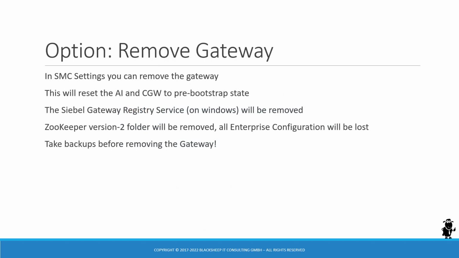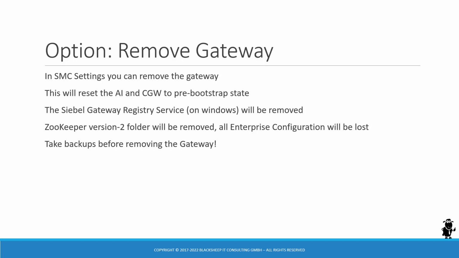Let's look at other options. The SMC provides you in the settings page an option to remove the gateway. This basically will reset the AI and cloud gateway to a pre-Bootstrap state, including removal of the gateway registry service. On Windows, the actual Windows service will be removed. Also, the version 2 folder in Zookeeper will be removed. That means all the enterprise configuration that you have done will be lost.